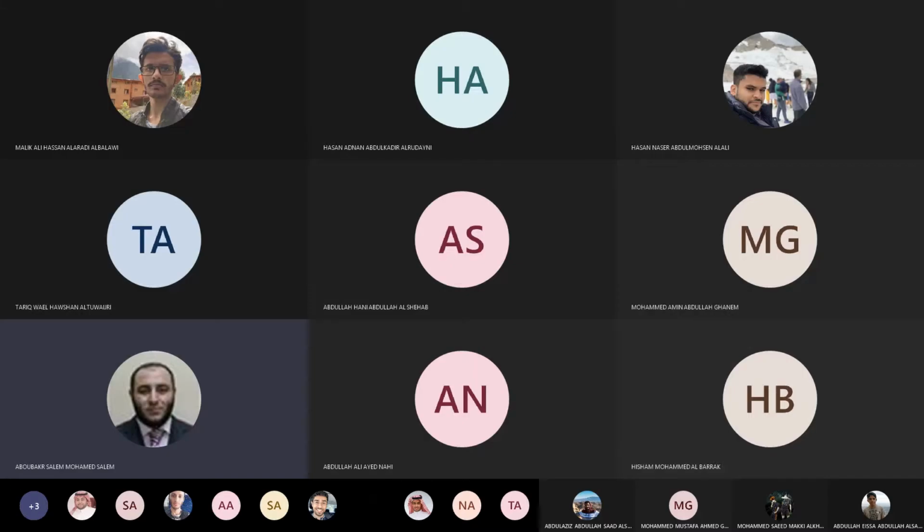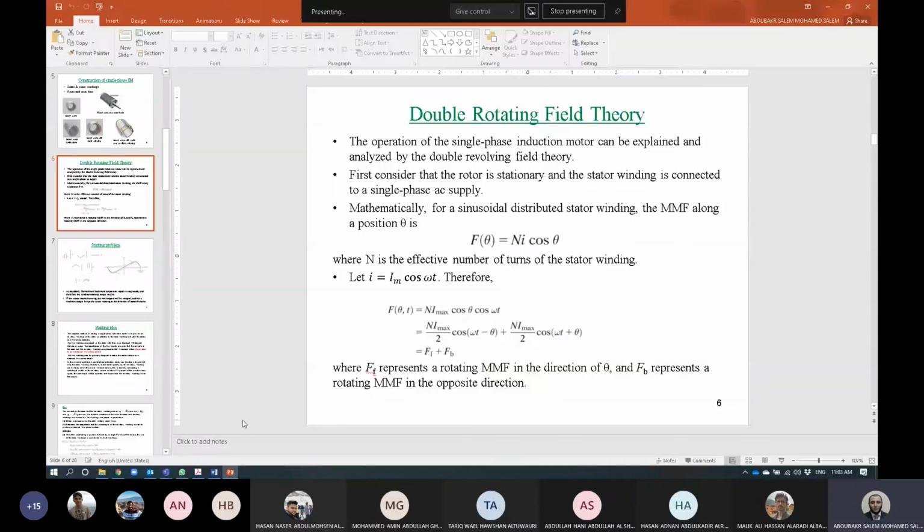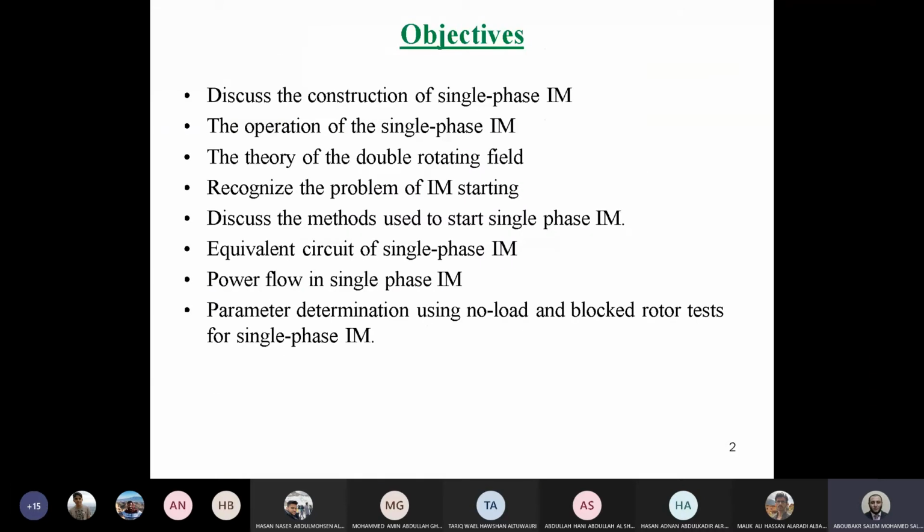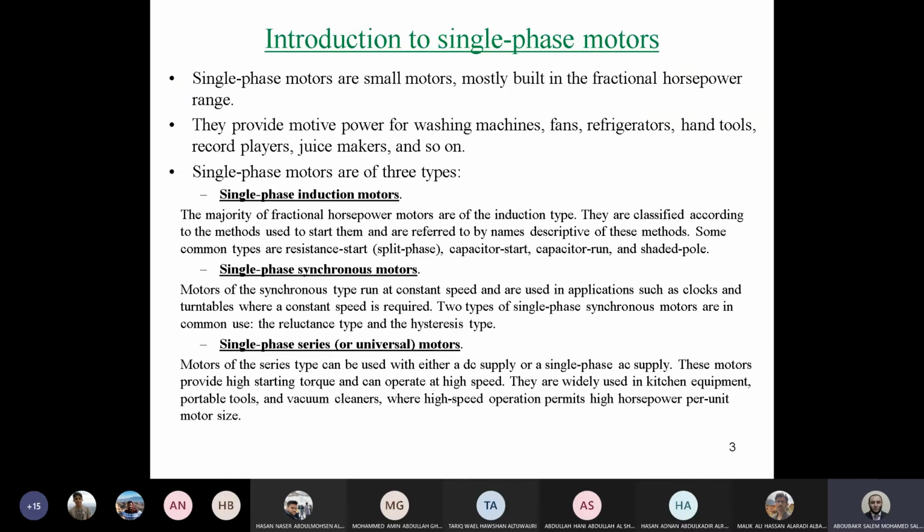So last class we discussed together the single phase induction motor problem. Firstly, let me just give a brief about the previous class. We discussed the introduction to different single phase motors, and the different types: induction, synchronous, and other types of special machine like universal.